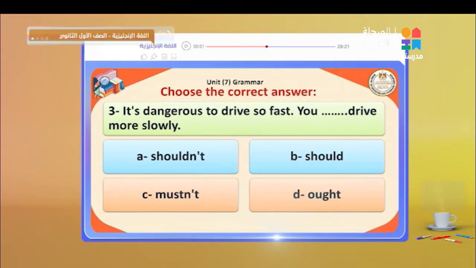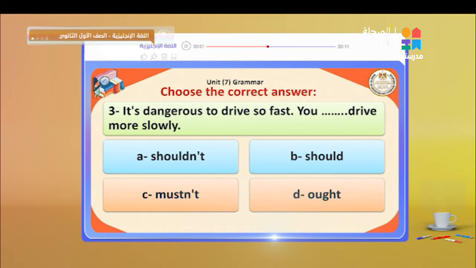It's dangerous to drive so fast. You drive more slowly. Again, it's dangerous. Do you remember when something is dangerous? It's dangerous to drive so fast. You drive more slowly. So you shouldn't, should, mustn't, or ought.